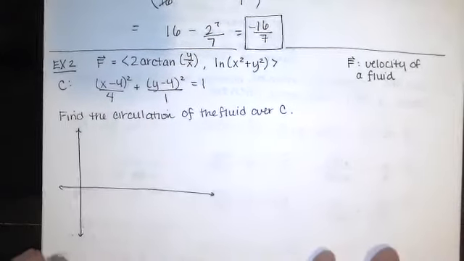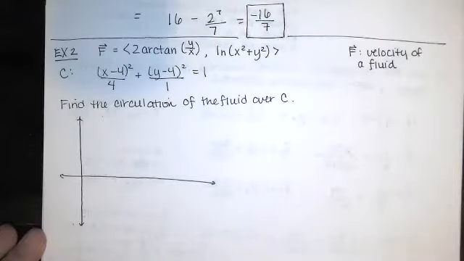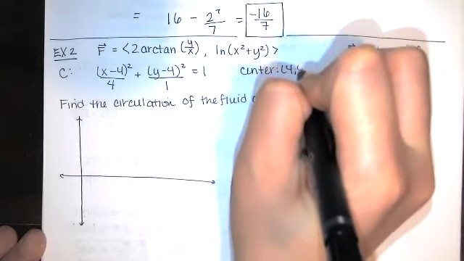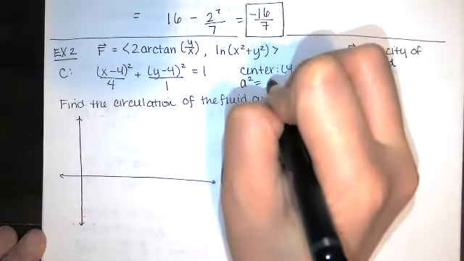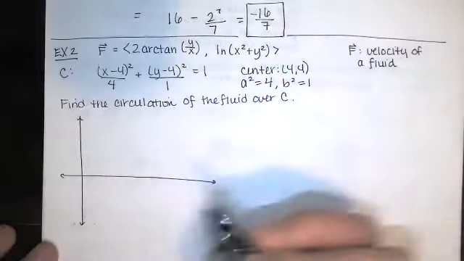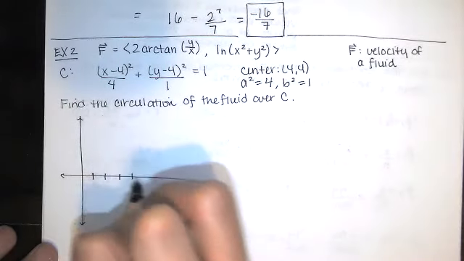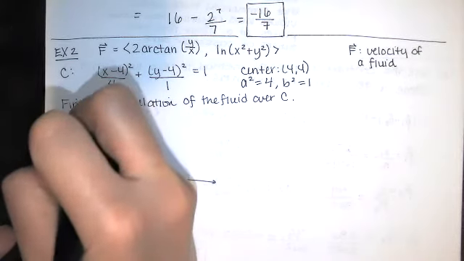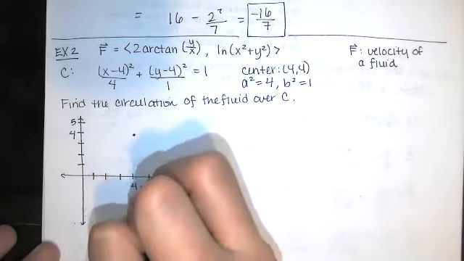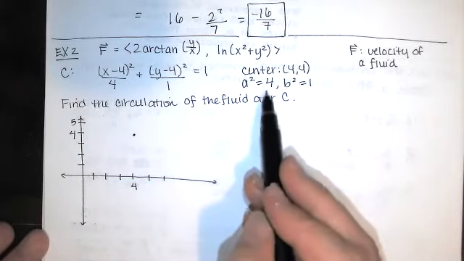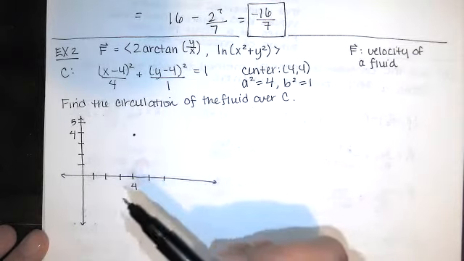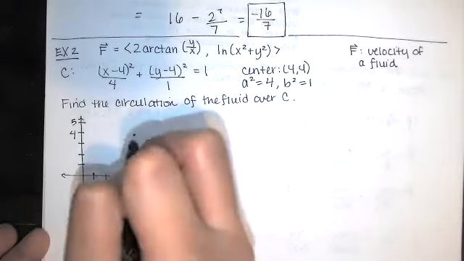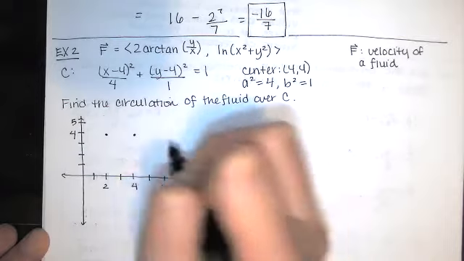Notice that the curve C is given by the equation of an ellipse, and it's an ellipse with center 4, 4. A squared is 4 and B squared is 1. So we're going to go over here to x equals 4 and y equals 4. That's our center. And because a squared is 4 and a is under the x, we're going to go plus and minus 2 units in the x direction from the center. So we're going to go back to 2 and then forward to 6.